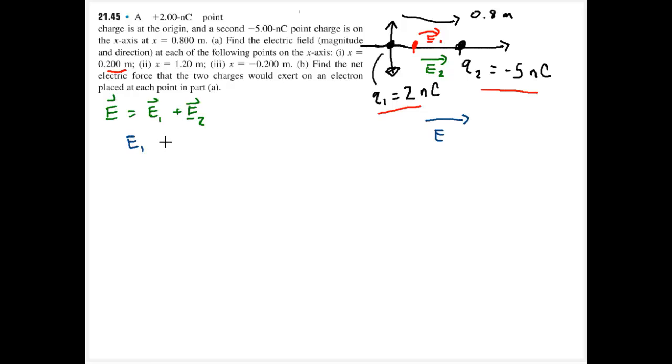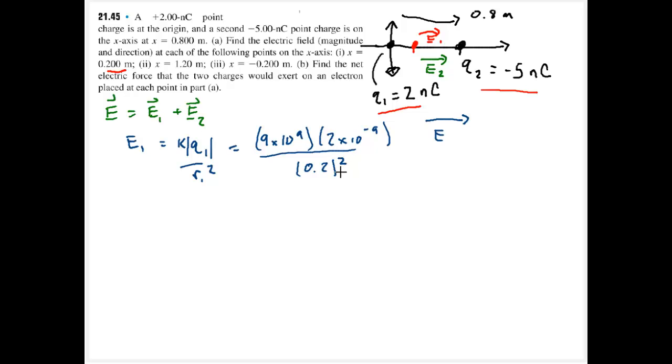So the electric field due to 1 is simply going to be equal to K times Q1 divided by the distance to 1 squared, which is going to be 0.2 meters. So that's going to be 9 times 10 to the 9th. And I'm going to make this a magnitude because I already know the direction is in the positive x direction. So that's going to be 2 times 10 to the -9th coulombs, and the distance is going to be 0.2 meters, quantity squared, and that tells me that my electric field due to 1 is going to be 449.4 with a unit of newtons per coulomb.